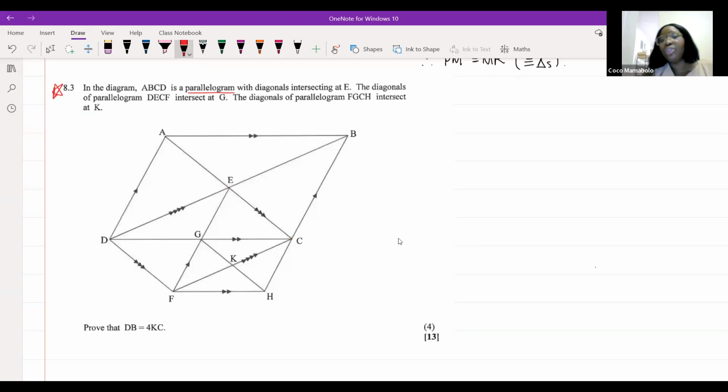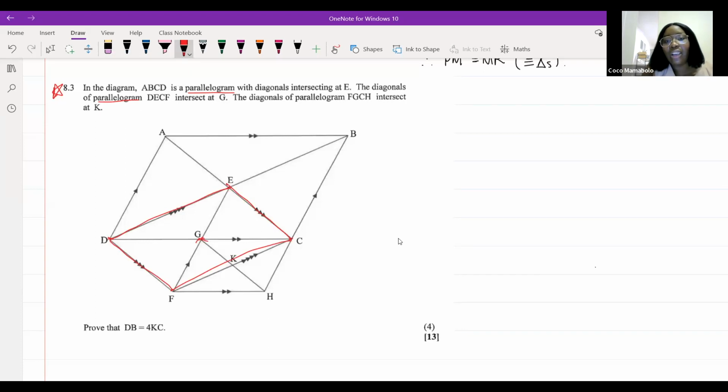And then they tell you again that the diagonals of another parallelogram, DECF, intersect at G. They're also telling you that they are diagonals, some more. What does that tell us? That tells us that EG must equal GF. We know that for a fact. We also know that DG must equal GC because of that parallelogram over there. Right. But they keep going, guys. They keep going.